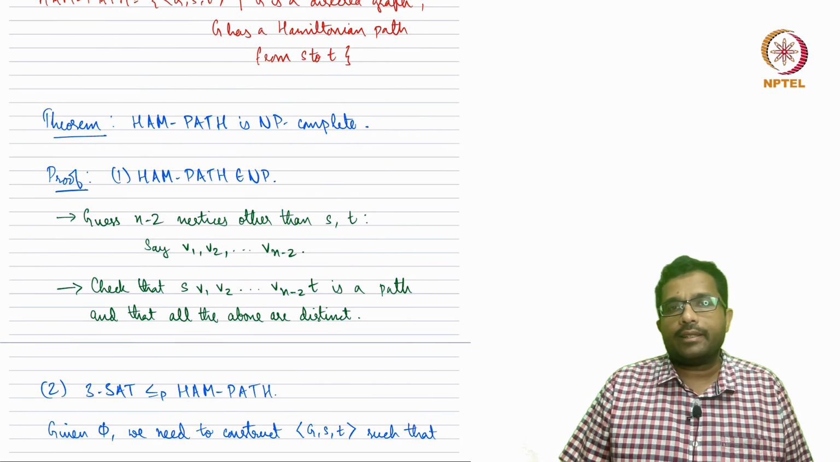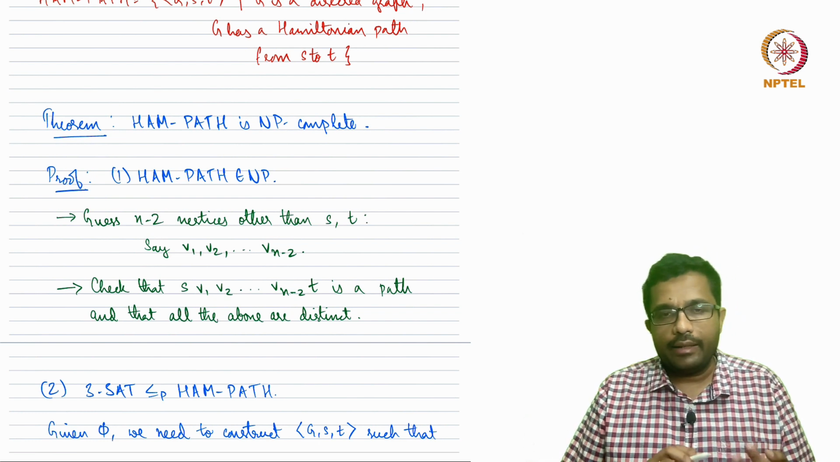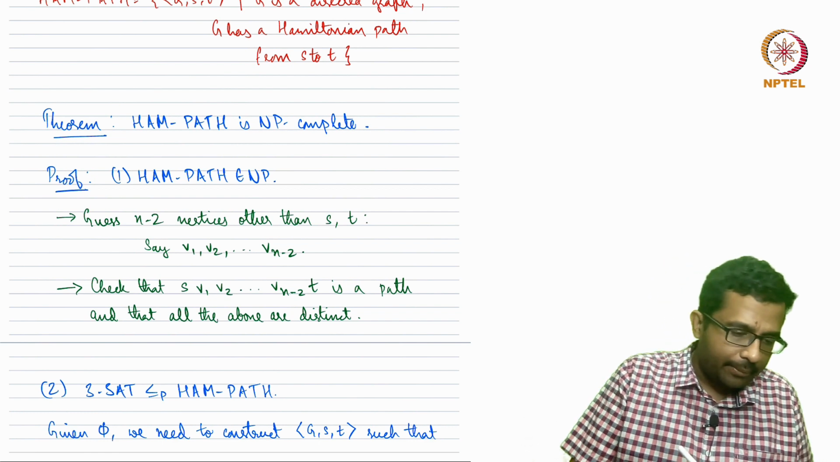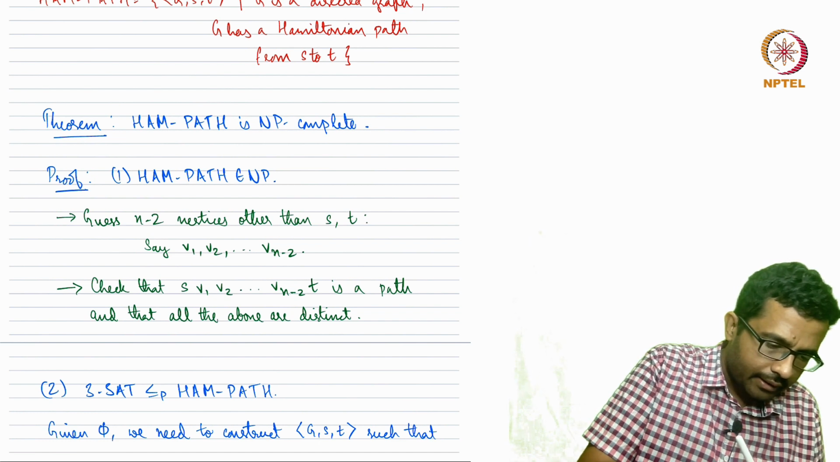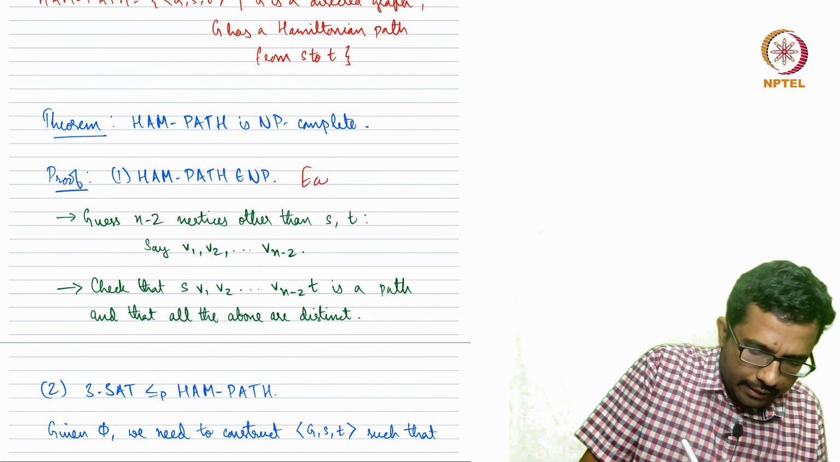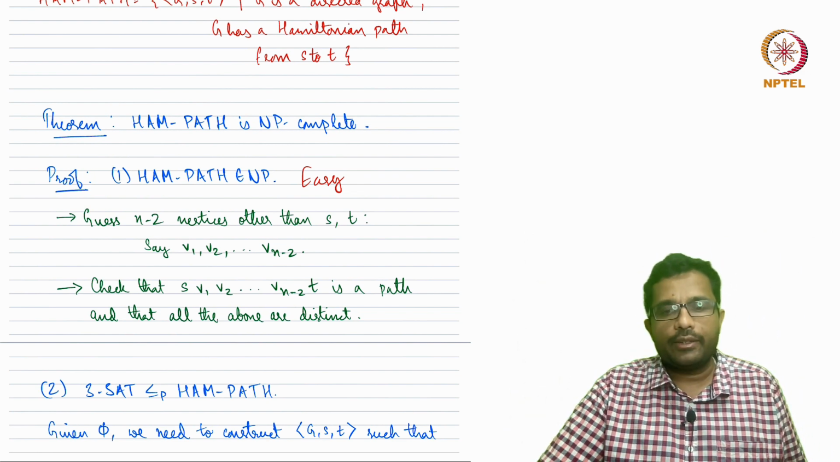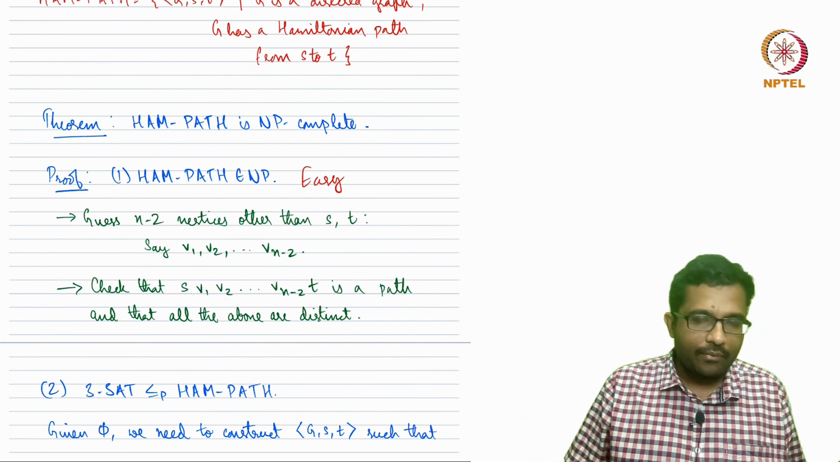Like in the previous lecture, what we are going to do is two things. One is to show that it is in NP, and second is to reduce a known NP-complete problem to Hamiltonian path. Showing that it is in NP is the easy part. We basically guess a sequence of n minus 2 vertices, where there are n vertices in the graph.